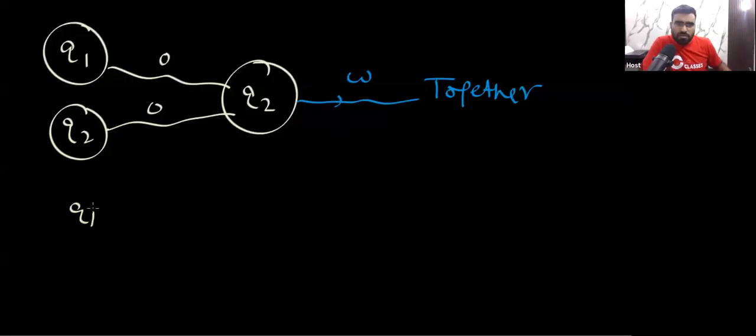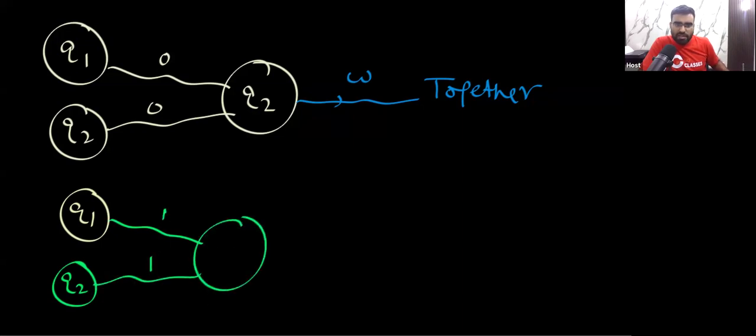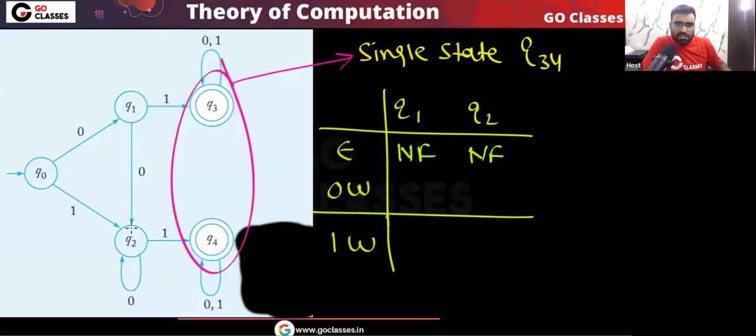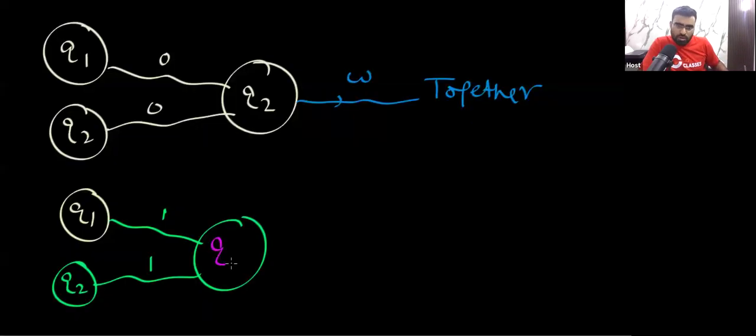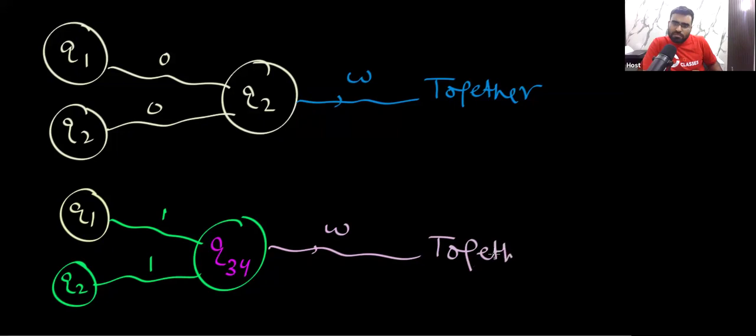What about these states on strings starting with 1? Both will meet in which state? On symbol 1, both will go where? You can see this Q1, Q2. On symbol 1, they are going to the single state Q3,4. Remember, Q3,4 is a single state. So Q1 is going to Q3,4 and Q2 is also going to Q3,4. So both are meeting in Q3,4, and from here on anything, they will always be together.